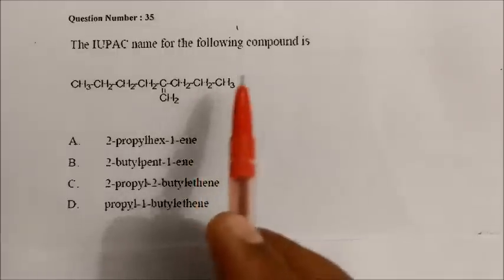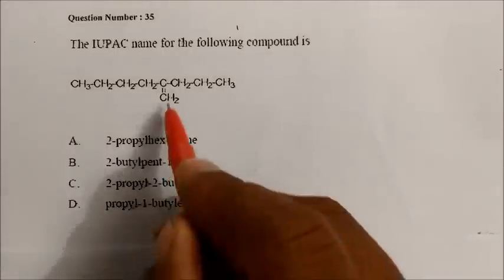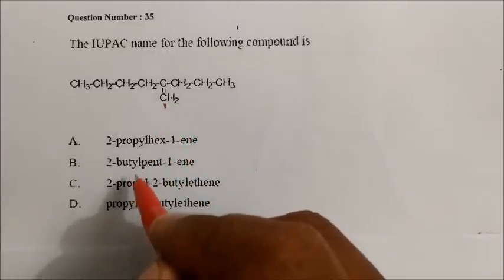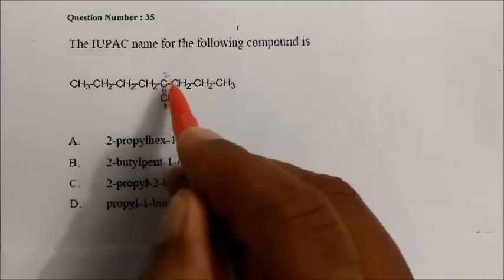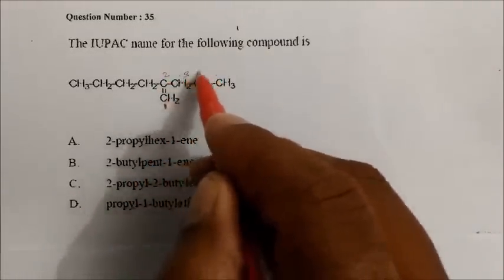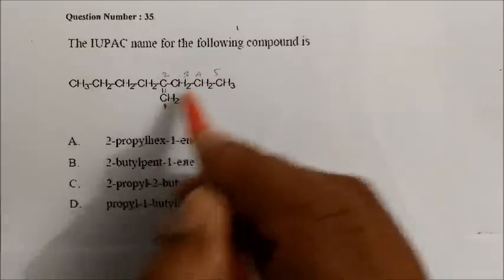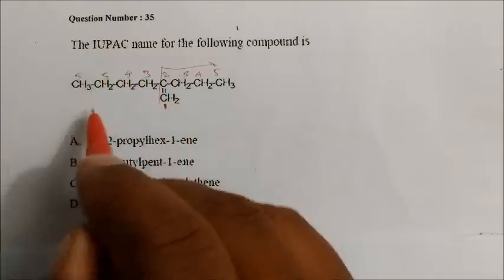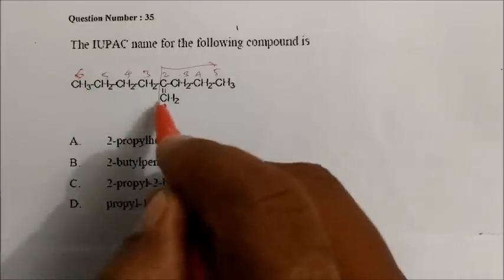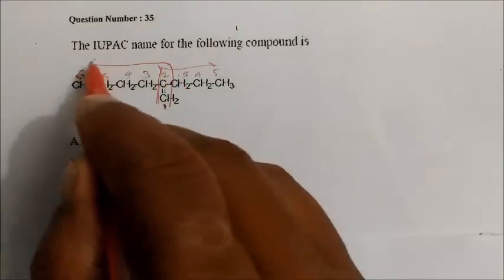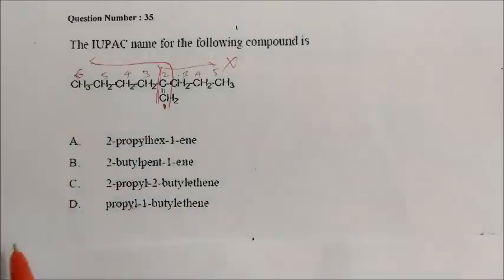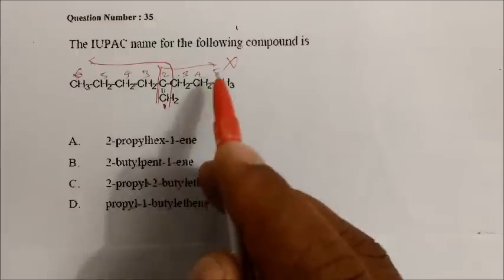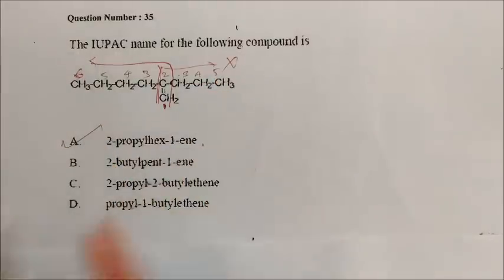The IUPAC name for the following compound is... this is the double bond compound, if you see carefully. So you have to start from here, 1, and then 2, 3, 4, 5. So one chain is this side, and the second chain is 1, 2, 3, 4, 5, 6. This chain is again a long chain. So this is wrong, this is the correct chain. 6 means hex. If you see carefully, this becomes your propyl. So 2-propylhexene. This is our correct answer.